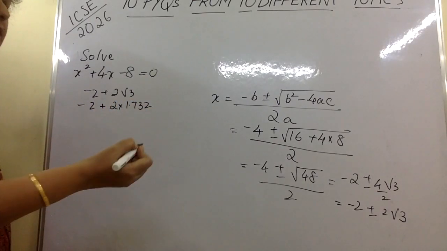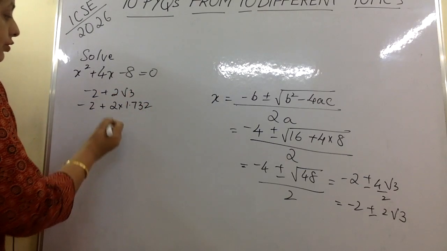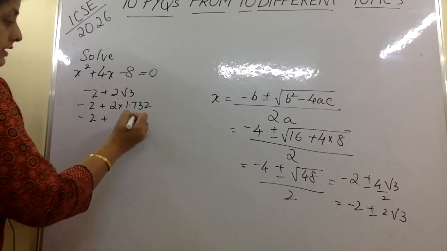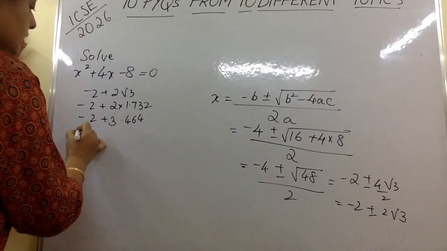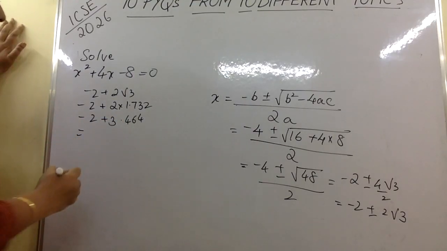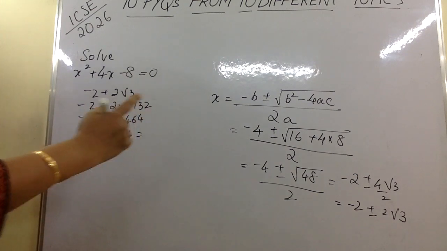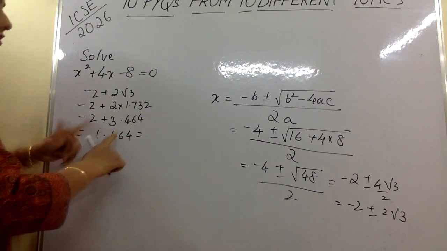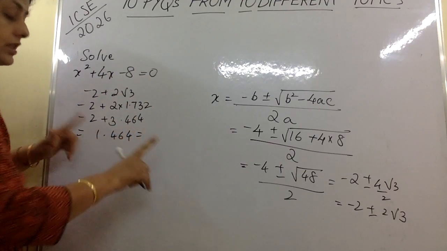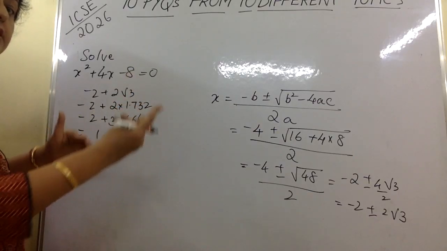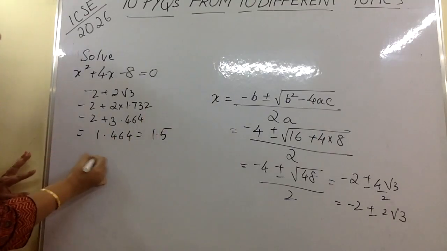They said you can see the table if you want, but for root 3 we don't need the table. -2 plus this is 3.464. So that comes to how much? 1.464, which is equal to, now here is important, you have to round it off and bring it to one decimal place, not that you remove this and bring it to one decimal place. Correct means after rounding off it should come to the first decimal place, which is clearly 1.5.